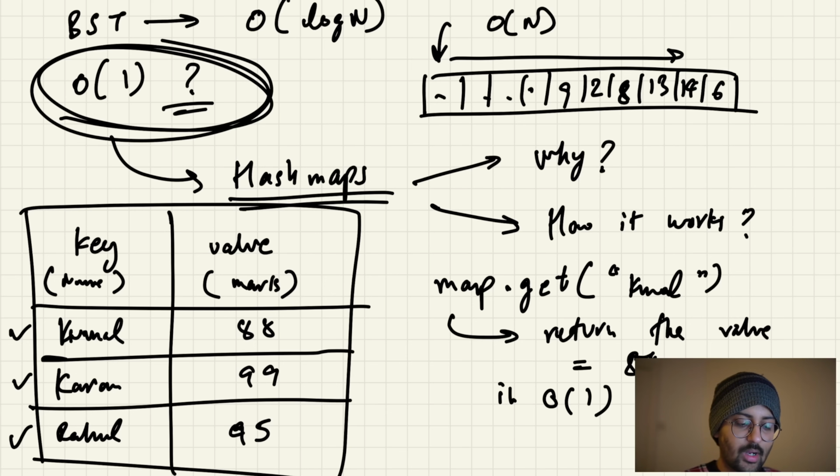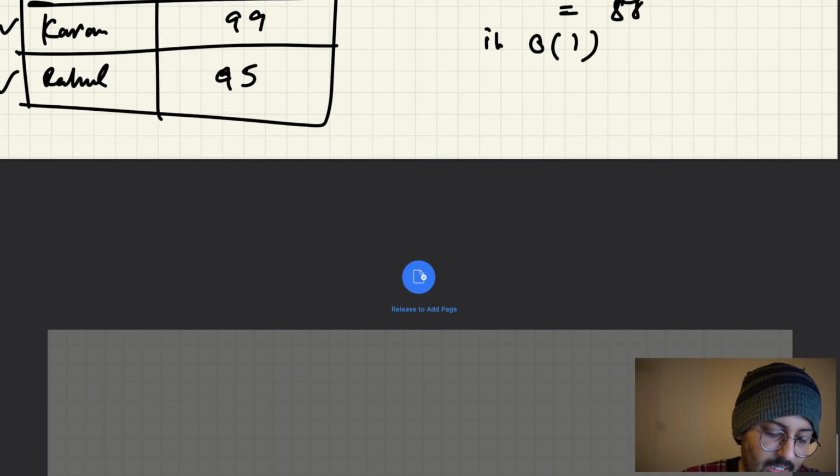So I hope you are able to understand what a HashMap is doing and how it's actually giving me the answer and how we're trying to store the data in a HashMap, in a theory sense. Okay, let's move forward.